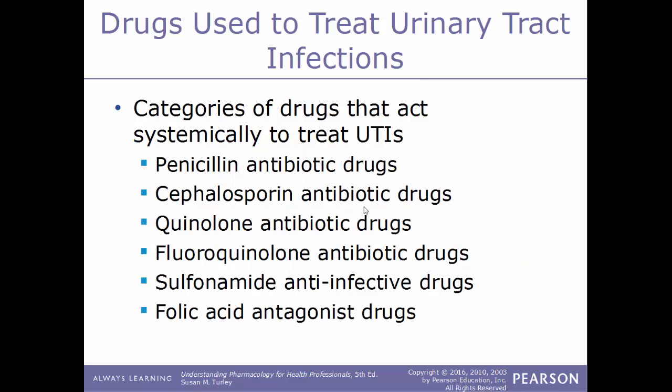Here are some categories of drugs that will act systemically on a patient to help treat UTIs. There are the penicillin antibiotic drugs, the cephalosporin antibiotic drugs, the quinolone antibiotic drugs, fluoroquinolone antibiotic drugs, sulfonamides, anti-infective drugs, and folic acid antagonist drugs. And we'll talk about a few of these categories here.